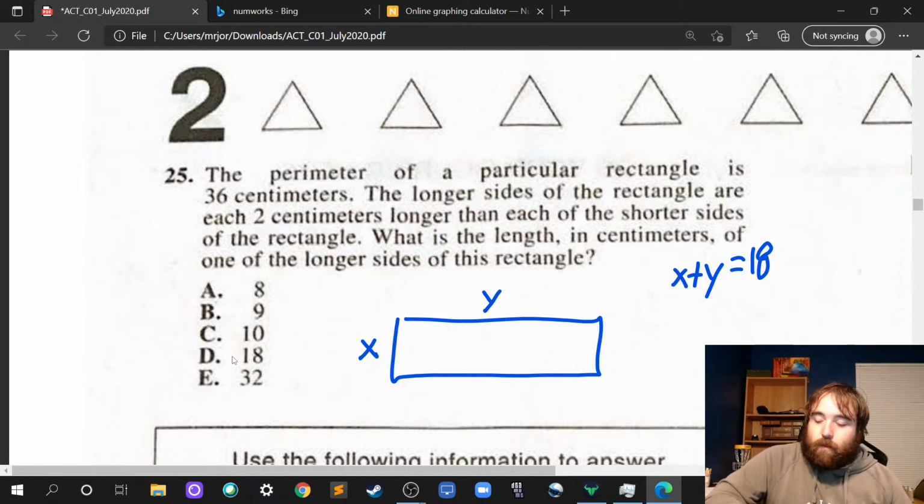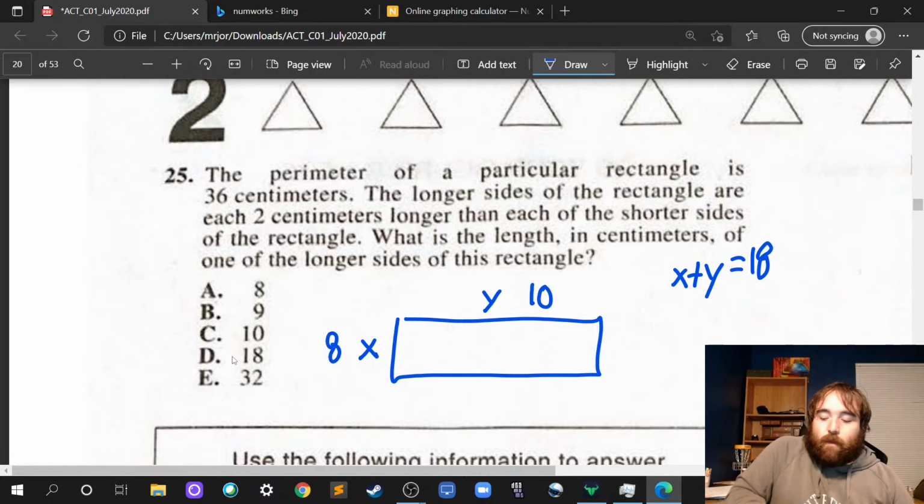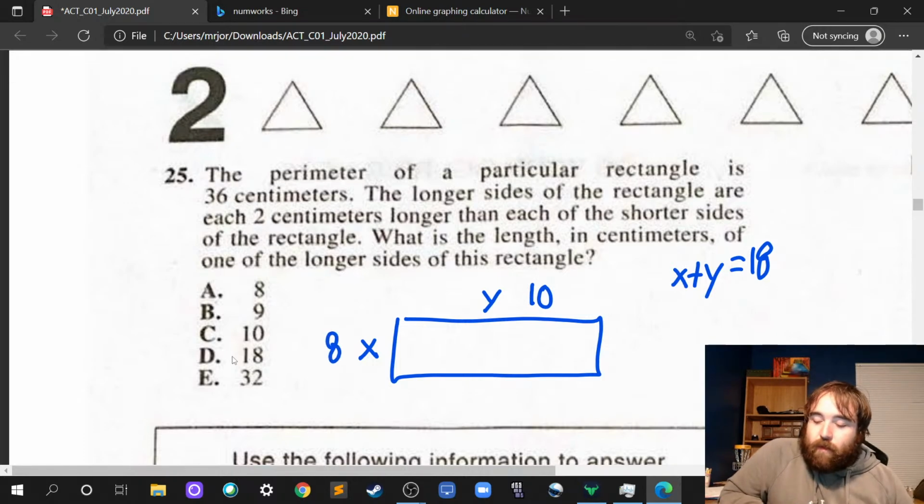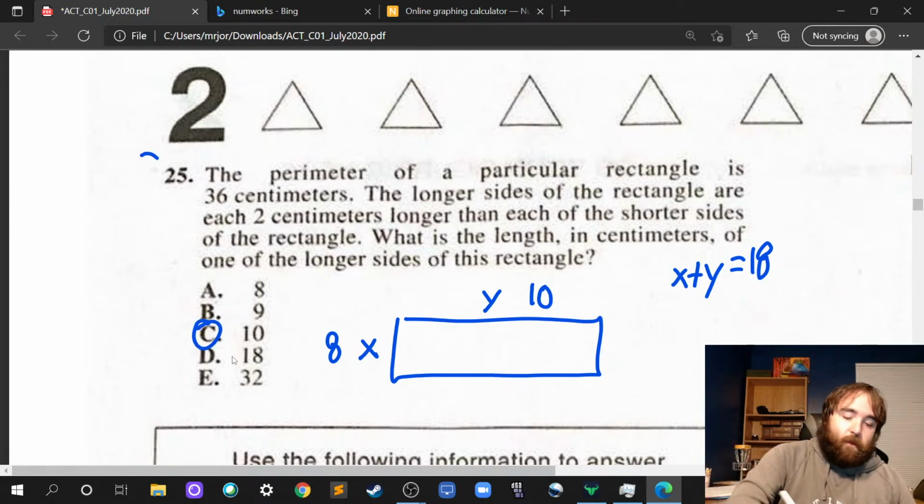so 8 and 10. So this is 10 and this is 8. So then they're asking, what is the length of one of the longer sides? Okay, yeah, that makes sense. What is the length of one of the longer sides? 10.